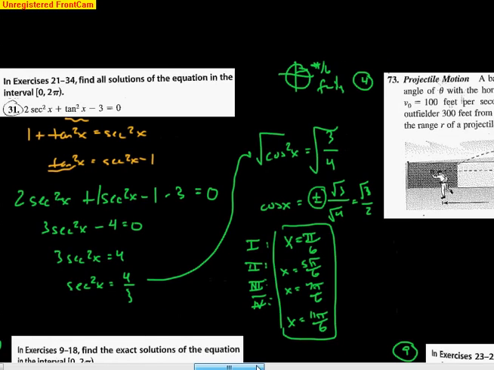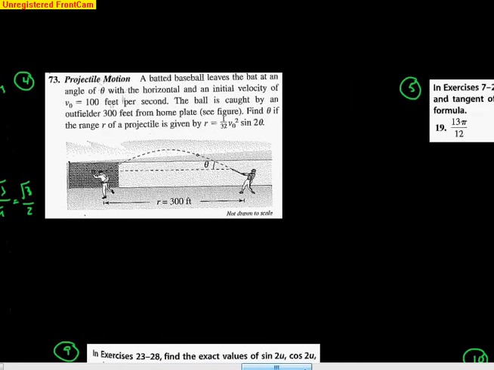Next one. Here we go. So a little word problem. It said a batted baseball leaves the bat at an angle theta with the horizontal and an initial velocity of 100 feet per second. The ball is caught by an outfielder 300 feet from home plate. You see the figure there. Find theta if the range r of a projectile is given by this formula. Okay? So we're going to use this formula here.